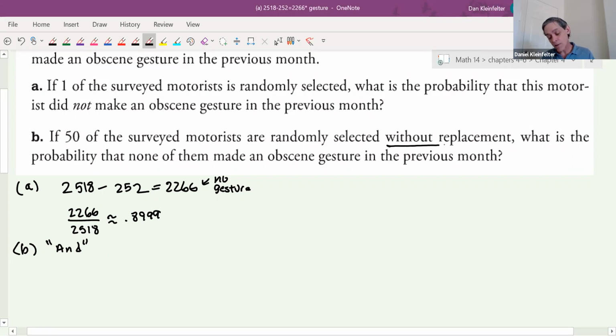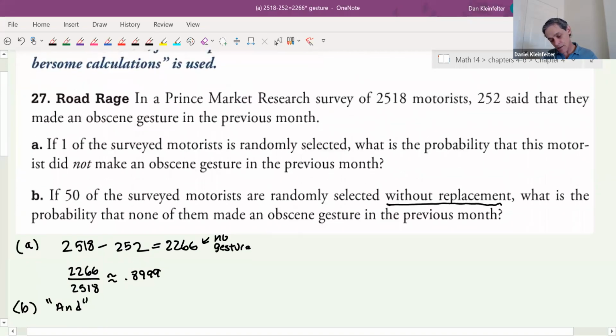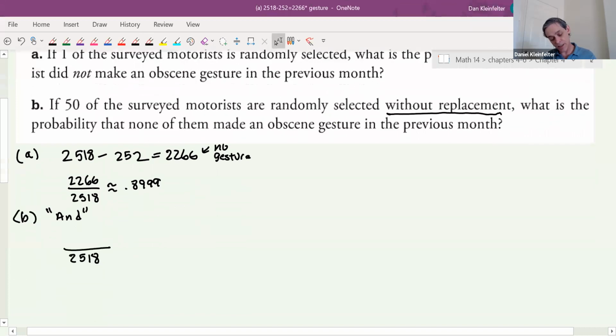Since this is done without replacement, each time we take a motorist out and do the survey and say, okay, well, did you make the gesture or not? We're going to leave them out when you go to select the second person. So we've got 2,518 motorists, and 252 made the gesture. So the probability that the first person didn't make the gesture was 2,266 over 2,518, as we saw in the answer to part A.